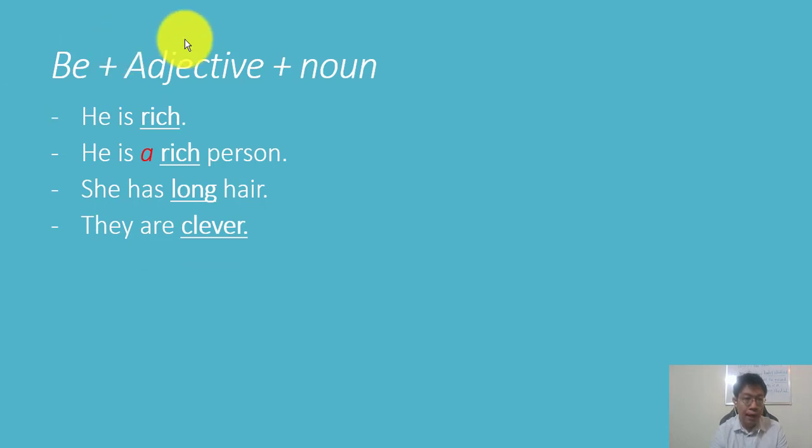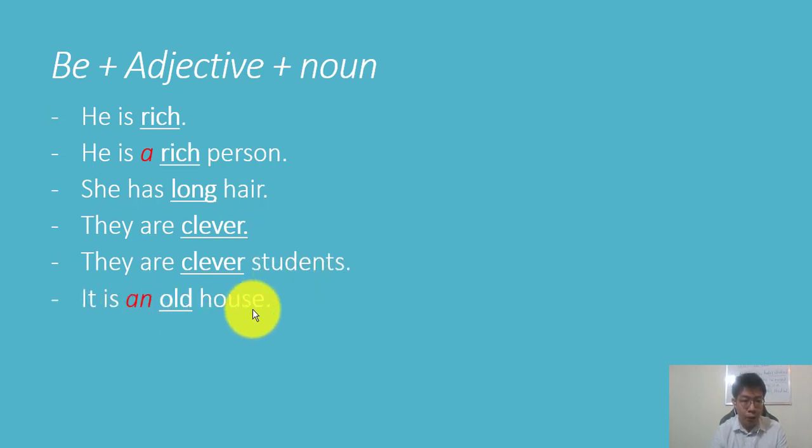Another one, we can say they are clever. We change the verb to are because the subject is they. We can also say they are clever students. Student is plural and also countable, but we don't use an article because it is a plural noun. It's not like sentence number 2, where the noun is singular. Nouns that are countable but plural don't take an article at all, just like sentence number 5 here, they are clever students.